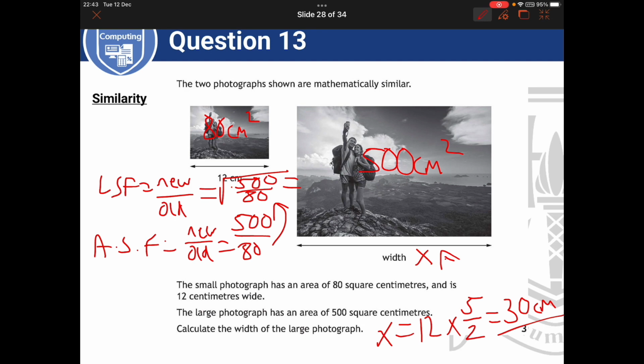Okay, so quite a tricky one. We had to think a little bit carefully. Normally you've got the linear scale factor and work out the area scale factor to find a missing area. But here we had to work a little bit backwards. Okay, so hopefully that made sense. But let's have a little look at the marking scheme.